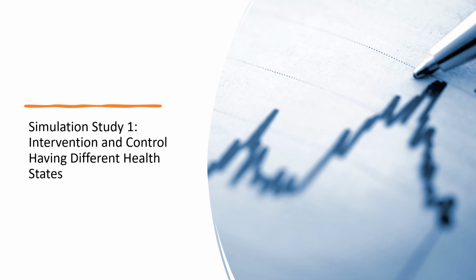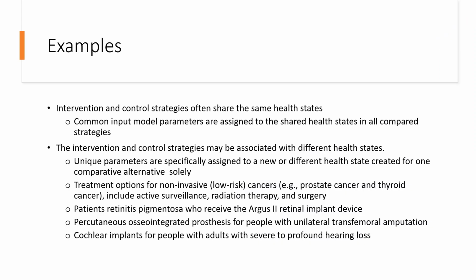Simulation Study 1. Intervention and control having different health states. A health economic model commonly consists of several health states. Intervention and control strategies often share the same health states, but patients in different treatment strategies have different probabilities of transitioning to these shared health states, with different durations of stay in these states over the study time horizon. In such cases, common input model parameters are assigned to the shared health states in all compared strategies.